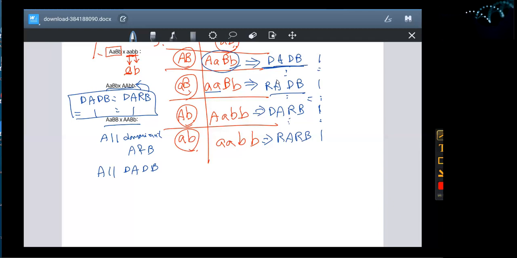Okay, so this solves the first part of the worksheet. I'll make another video to explain the blood type and how to do the blood type questions.